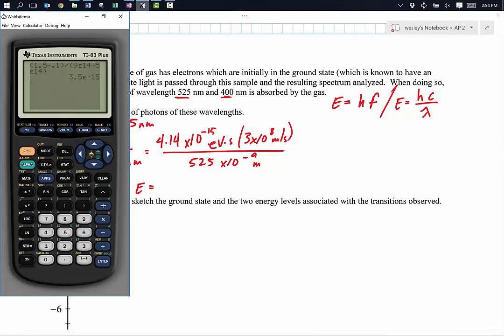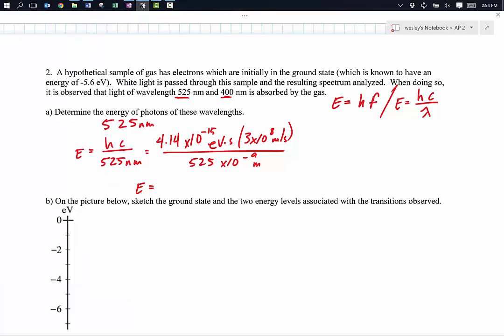So let's do that really quick. 4.14 times 10 to the negative 15th times 3 times 10 to the 8th divided by 525 times 10 to the negative 9th, giving me an energy of 2.36 electron volts. We'll say 2.4 electron volts. Okay, that's one of them.